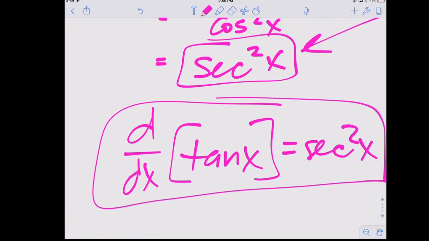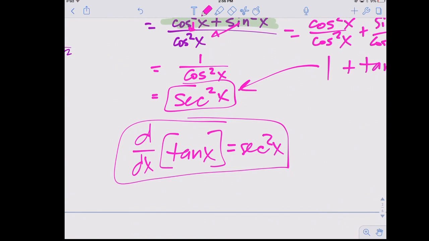Let's review. What's the derivative of sine? Cosine. What's the derivative of cosine? Negative sine. And now the derivative of tangent without looking? Secant squared of x. Yeah. Now, tangent of x, you don't have to memorize this for tomorrow, but I know you already know it. Okay?